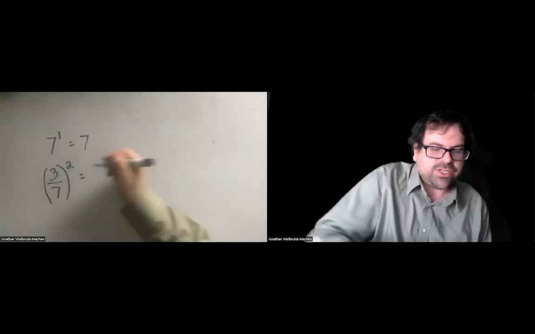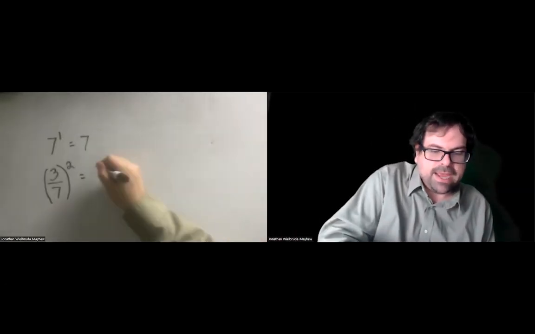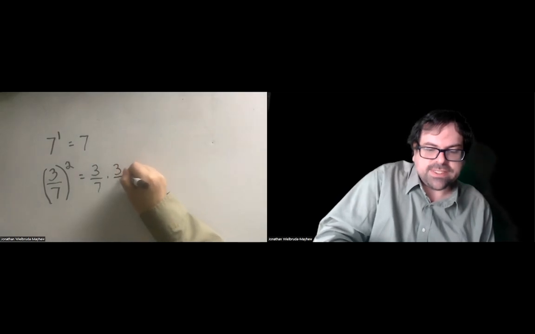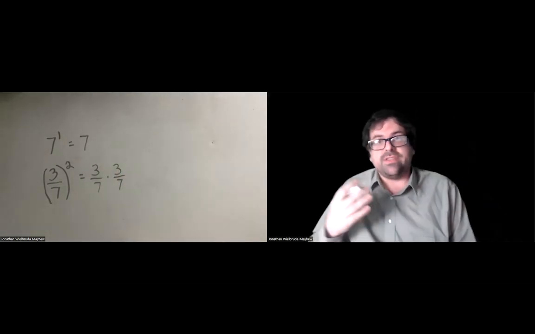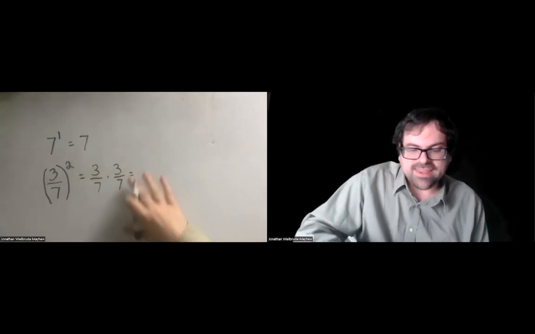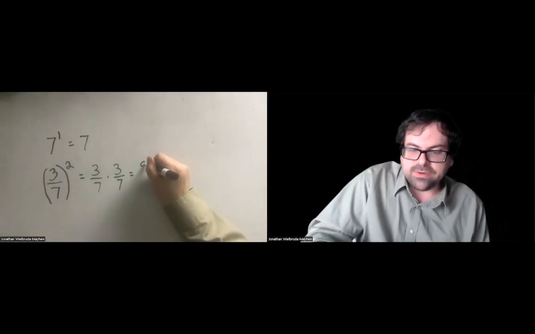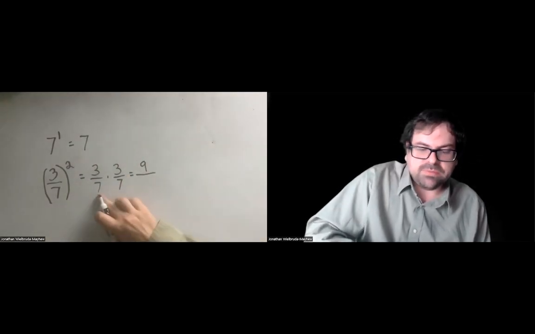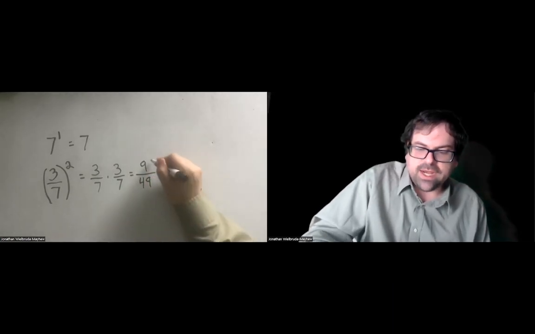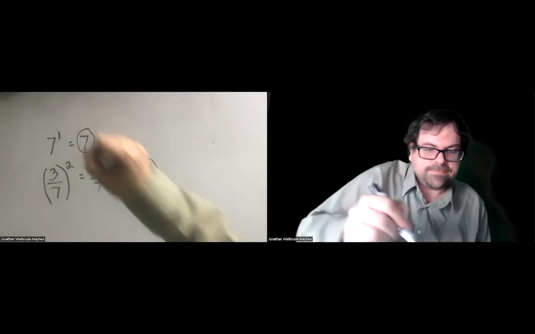Now on to this fraction. 3/7 squared, 3/7 to the second power. That's 2 factors of 3/7. We have 3/7 times 3/7. Multiplying fractions, nothing cancels. Multiply across the top, 3 times 3 is 9. Multiply across the bottom, 7 times 7 is 49. 9/49.